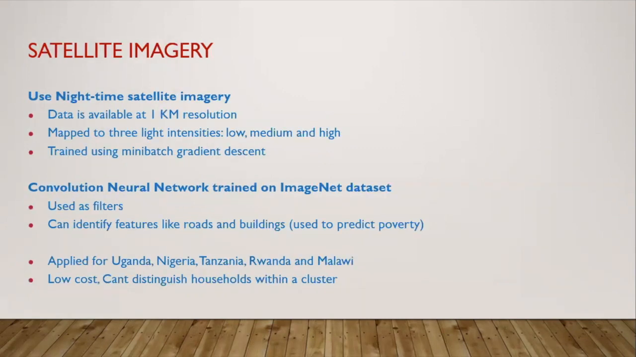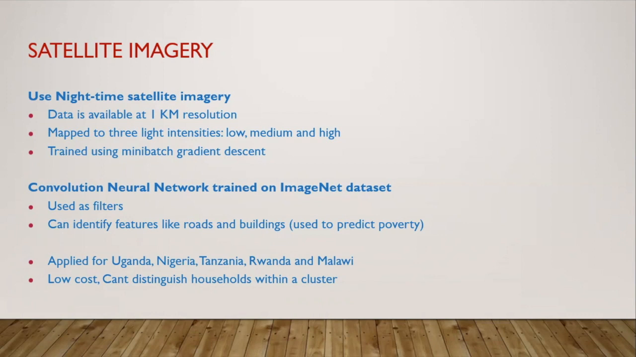Nighttime satellite imagery is available in 1 kilometer resolution. This is mapped to three light intensities: low, medium, and high. This is then trained using mini batch gradient descent. In addition, daytime images from the ImageNet dataset are trained using a convolutional neural network. They can be used as filters. These can help in identifying features like roads and buildings.